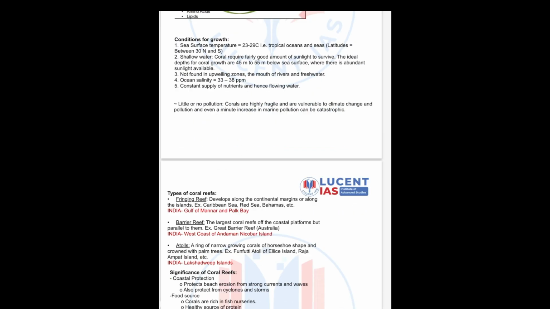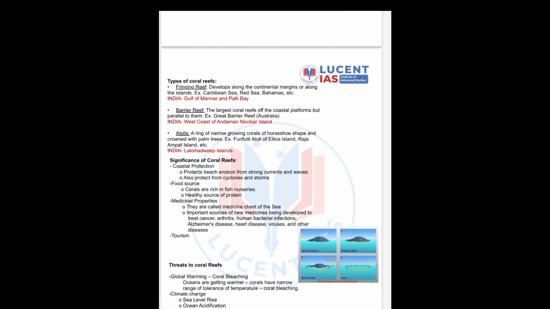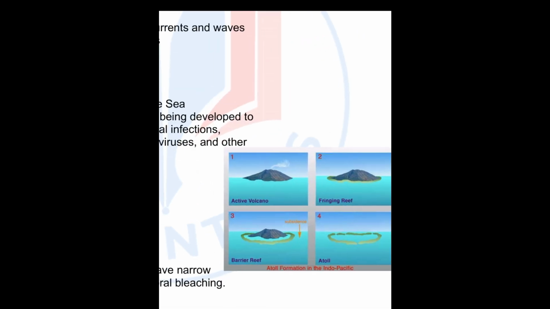Clear? Let us see types of coral reefs. One is the fringing reef, barrier reef and atolls. So let us see them by a picture. So this is a volcano or a volcanic mountain. Near the volcanic mountain, this line, this is the fringing reef. They are closely attached to the landform. There is a fringing reef.